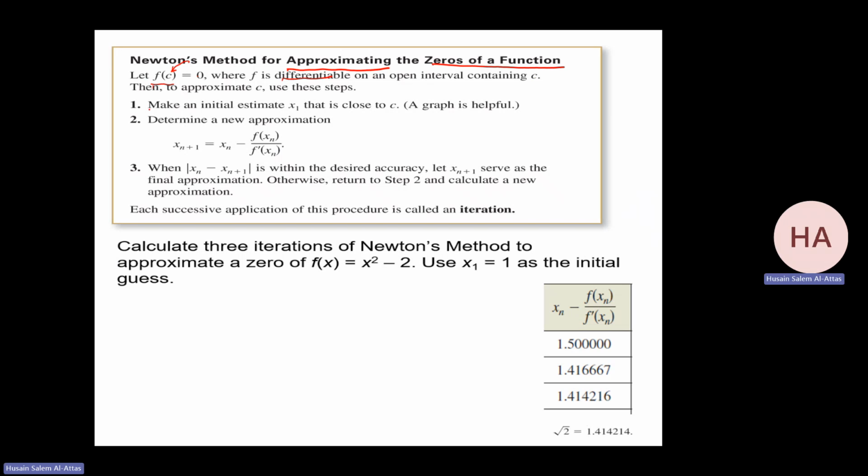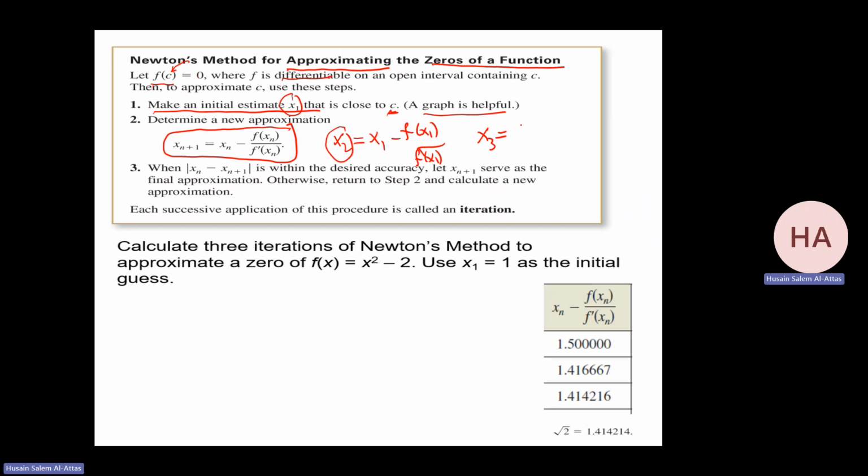What are the steps? First, I need to make an initial estimate. I need to start with some value, x1, which is close to c. Sometimes we'll use the graph to help us. Then I will use this iterative expression. I have x1, I find x2. x2 will be x1 minus f of x1 over f prime of x1. We get x2. We'll see if it is a good approximation, or we can get x3.